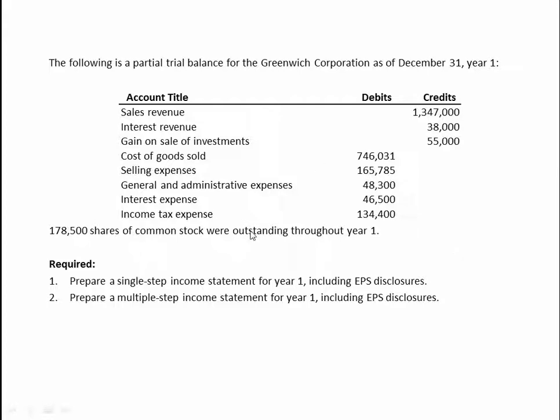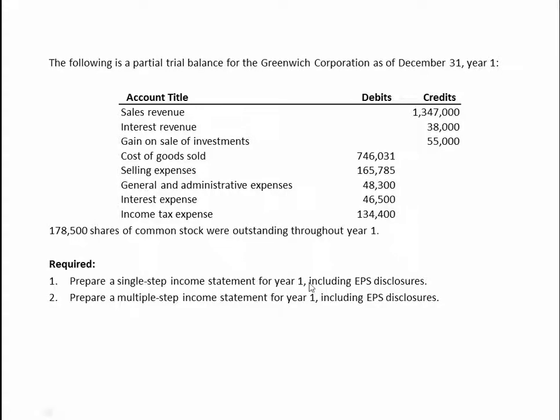So here's a partial trial balance. This is actually in your textbook, Greenwich Corporation, December 31st, year 1. This is the unadjusted trial balance, and it's the portion of the income statement. So you have sales, interest, gain on sale of investments, cost of goods sold, all the way down to income tax expense. It's giving us the shares of common stock because, let's go through the requirement first. Every time you go through your accounting questions, it's kind of like this in the CPA exam, you want to read what's required first. So I encourage you guys to do that with your homework questions as well.